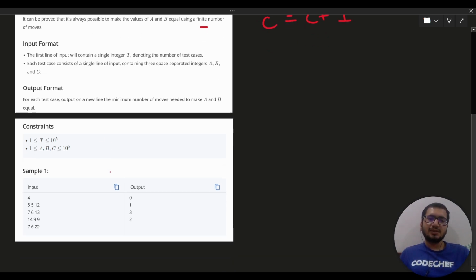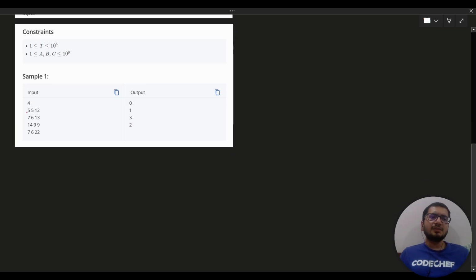Let's see some sample inputs. For the very first sample input, the value of a and b is 5. Since both of them are already equal, we don't need to make any move. Therefore, the answer is 0.